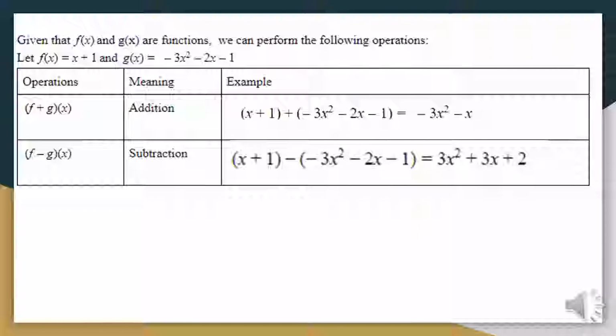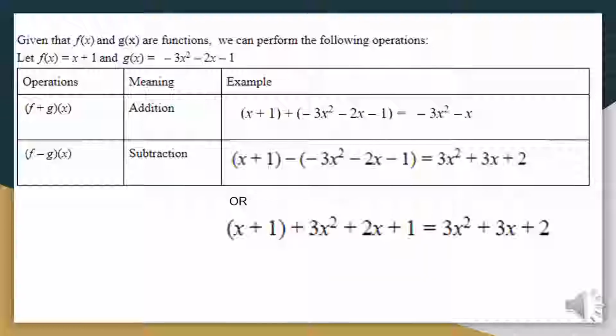So if you can remember to always keep that negative, you shouldn't have a problem. But if you need to, you can distribute the negative through and therefore create it as an addition problem, which makes it a little more straightforward. I'll run through both. So again, we have f of x minus g of x.